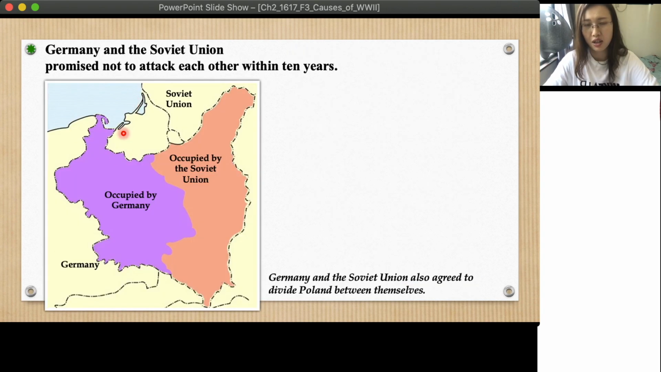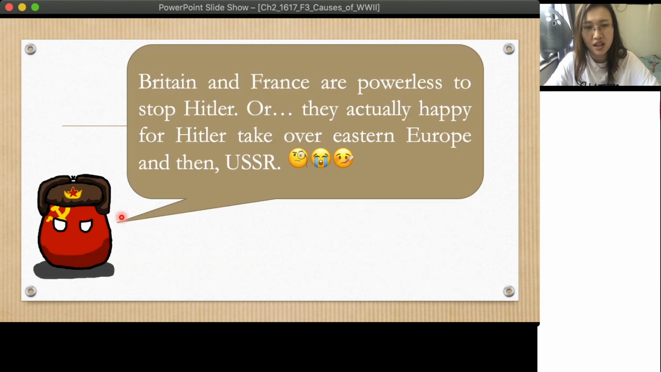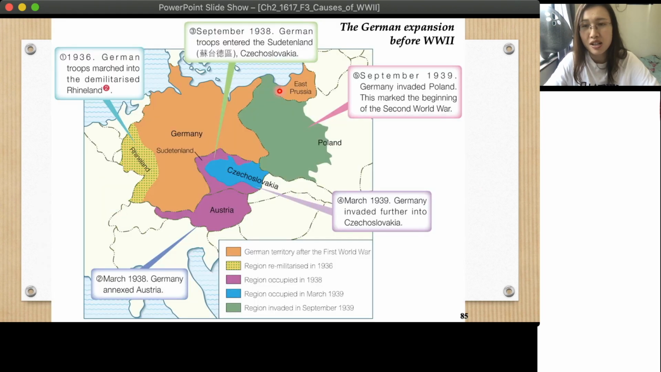It means Germany and the Soviet Union promised not to attack each other within 10 years. And more importantly, not only were they not going to attack each other, they also agreed to divide Poland between themselves. You can see in this map that since East Prussia was separated from the mainland of Germany, that's the reason why they desperately wanted Poland.